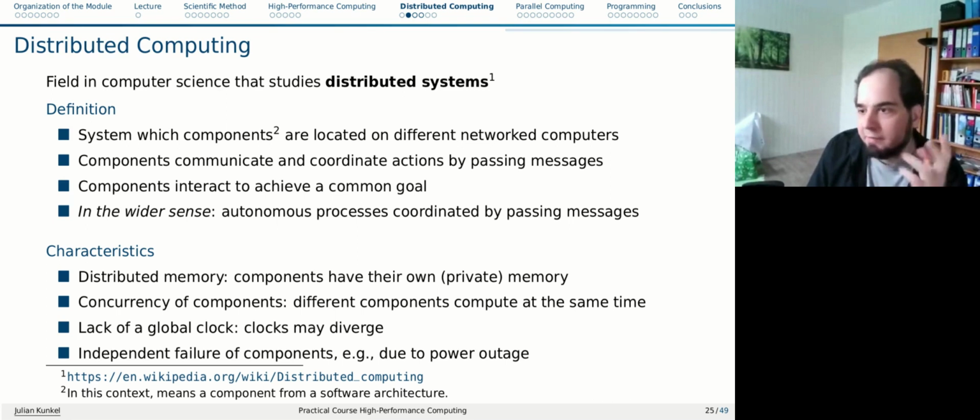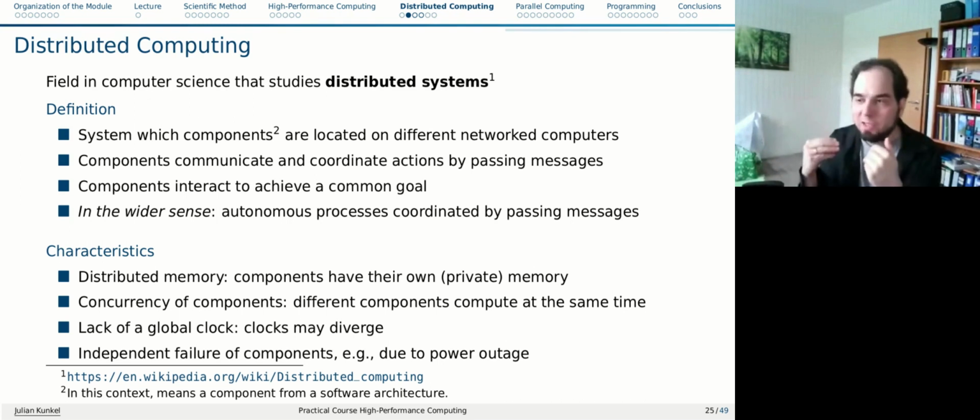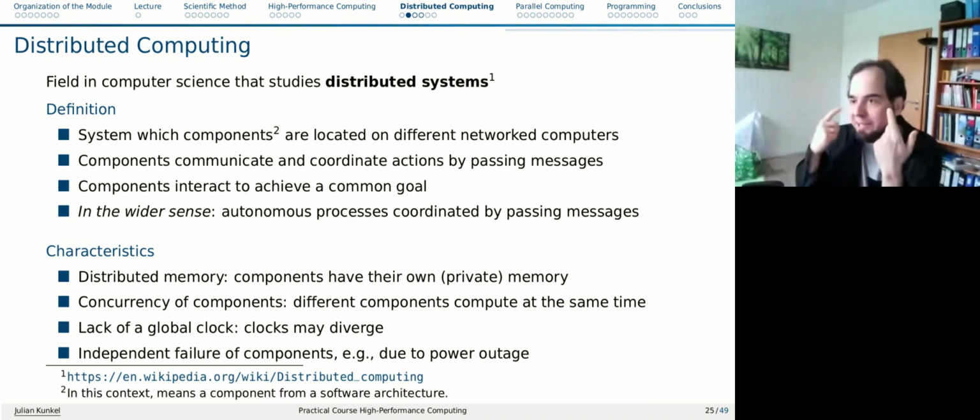So there's also a wider sense of this definition of what distributed systems are, but let's not go into that. What are the characteristics of a distributed system? It's distributed memory. Okay, you have components that have their own memory. It's, for example, like really you and me. We are two people and we can be considered to be a distributed system. We can communicate by talking, by writing letters and stuff like this, but I cannot see your thoughts. Your memory is private, my memory is private.